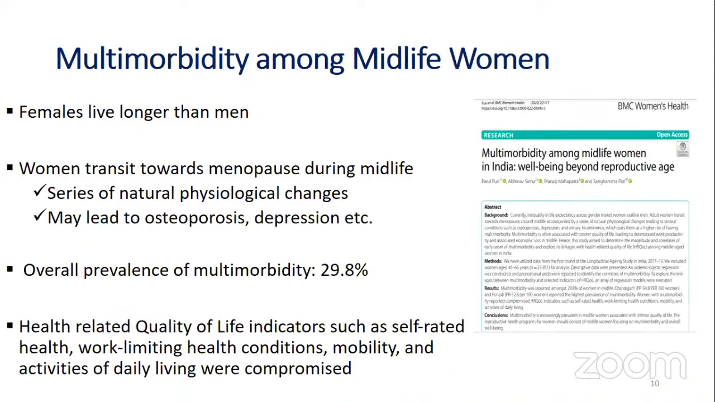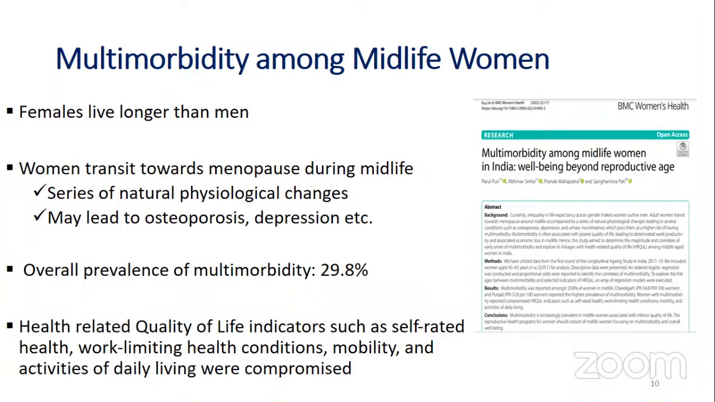Now, this is one of my own papers. We had done this on multimorbidity among midlife women. Females outlive men in most of the world according to life expectancies. And especially during the midlife period, women transit towards menopause, along with which they have a series of natural physiological changes, which lead to osteoporosis, depression, and other such conditions. So that is the reason why we wanted to estimate multimorbidity among midlife women, and we observed that the prevalence of multimorbidity was around 30% among them.